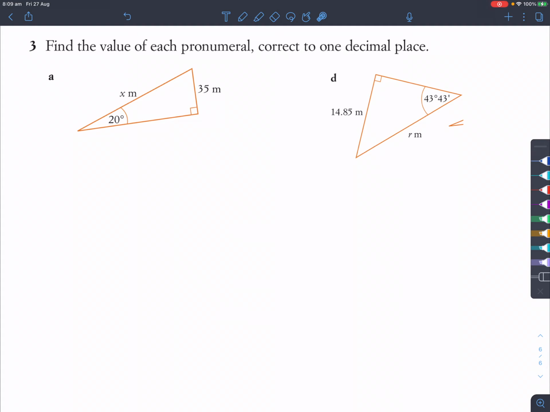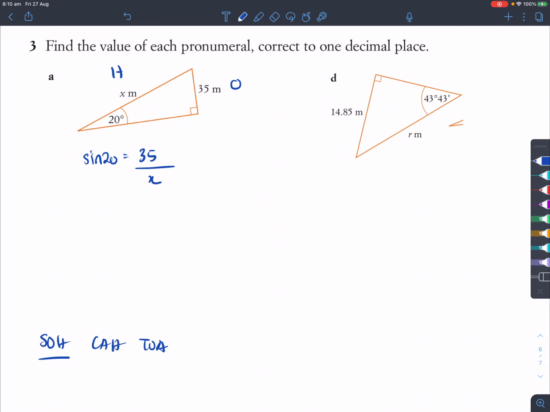All right, let's have a go at question 3. Find the value of each pronumeral correct to one decimal place. So in this case, I've got my opposite edge here, my hypotenuse here. Okay? So very similar to before, we're just going to use our sine ratio, because when we look at SOHCAHTOA, the first one is where O and H is. So we use sine 20 equals opposite, which is 35, over x.